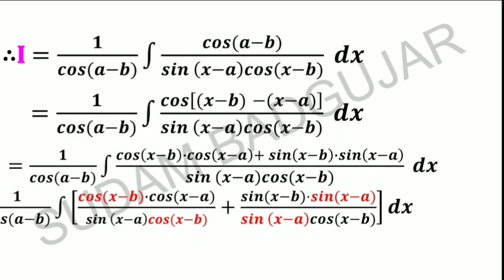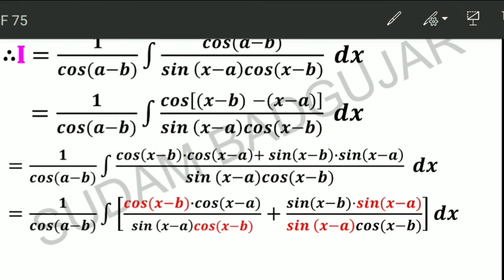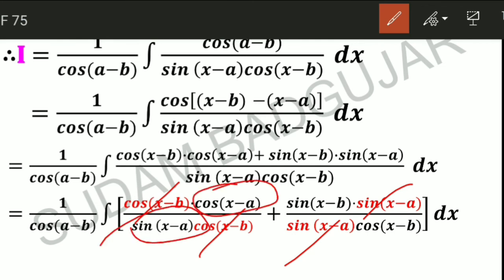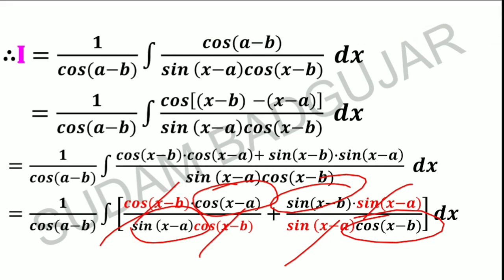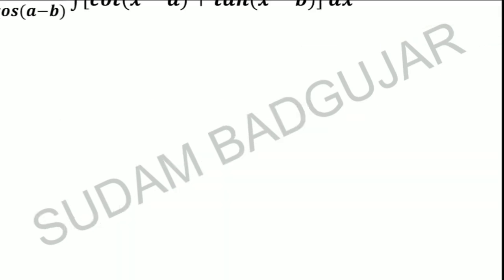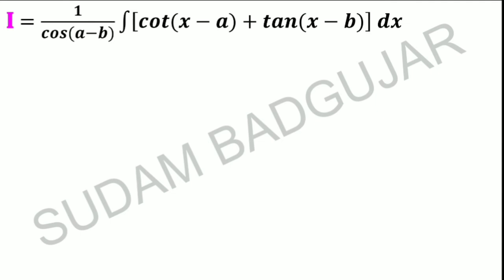Again you have to split this. Okay, now here it is cancelling the similar terms, cos gets cancelled here, and sine of (x minus a) gets cancelled, and that is nothing but cos of (x minus a) upon sine of (x minus a), that is cot, and here sine upon cos is tan. It becomes 1 upon cos of (a minus b) into integration of cot of (x minus a) plus tan of (x minus b) with respect to x.